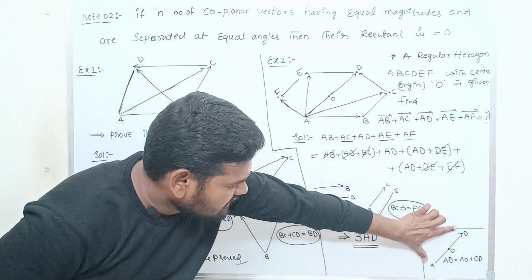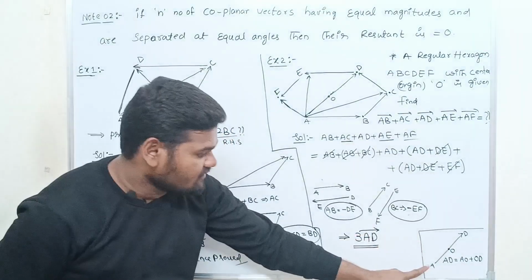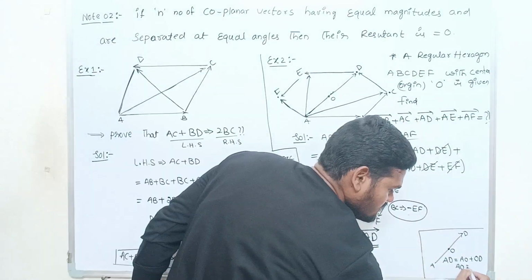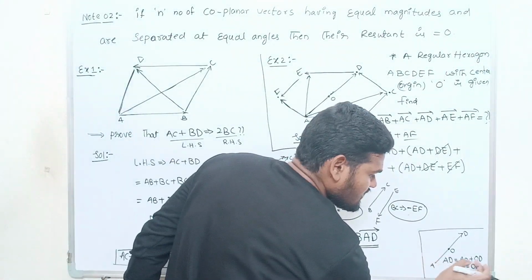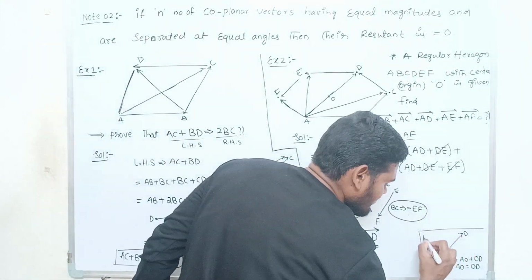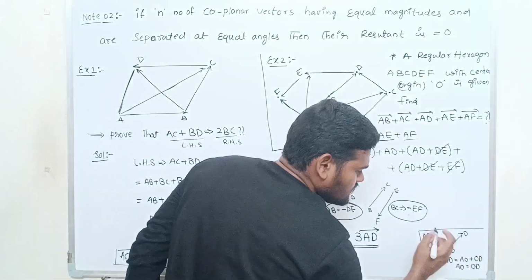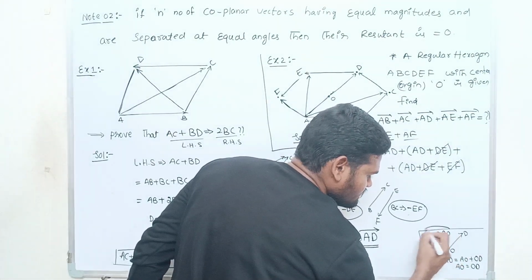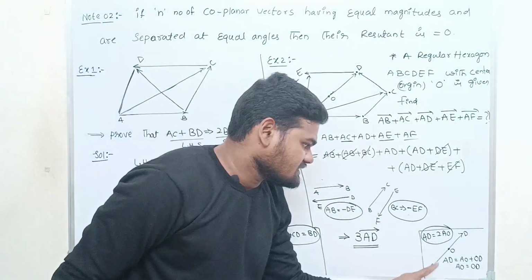Have a look. This is AD and this is a center point. It is at the mid of the line AD. Then we can write AO is equal to OD. So if you substitute AO equals OD, then finally you get AD equals AO plus AO, which is 2AO. Are you getting?